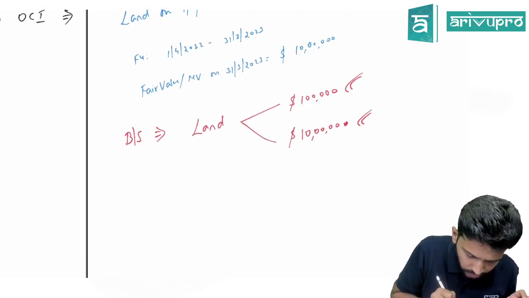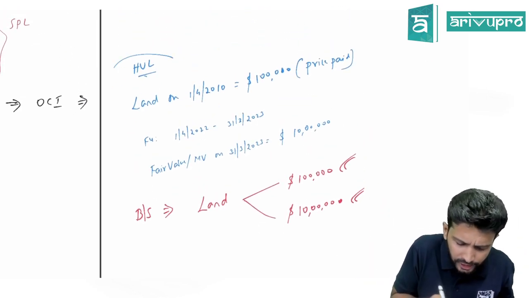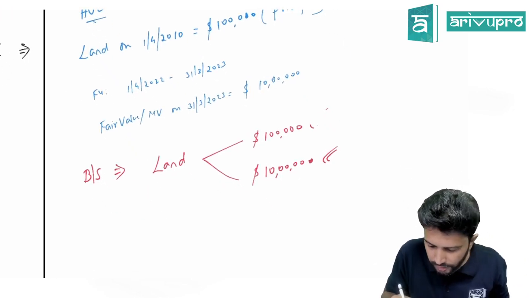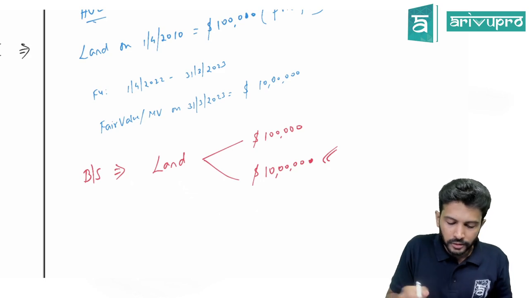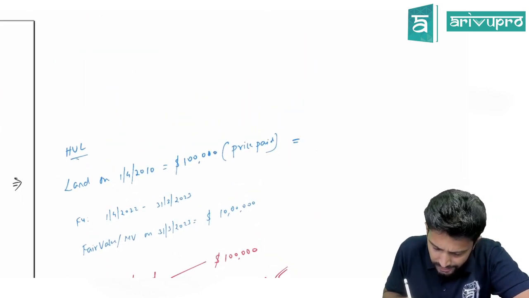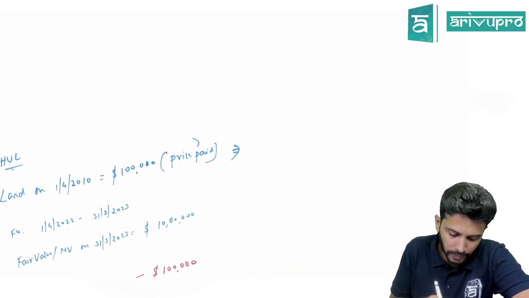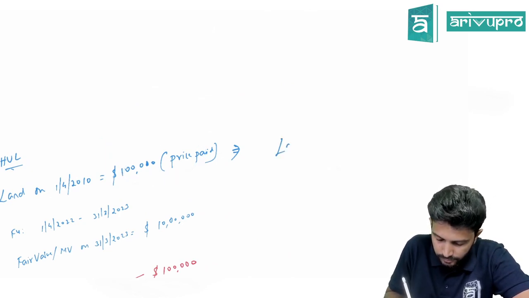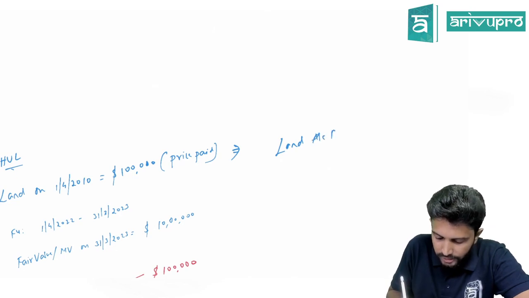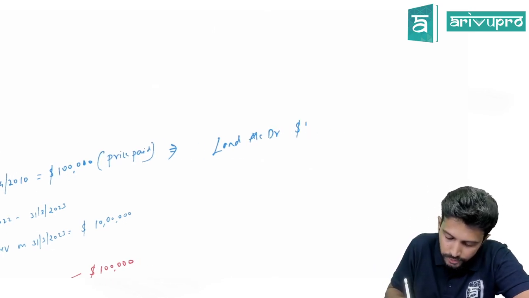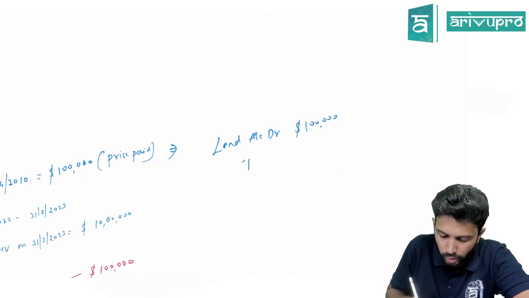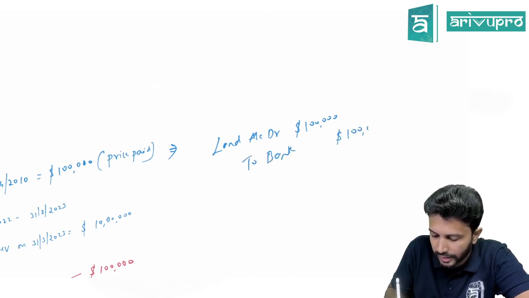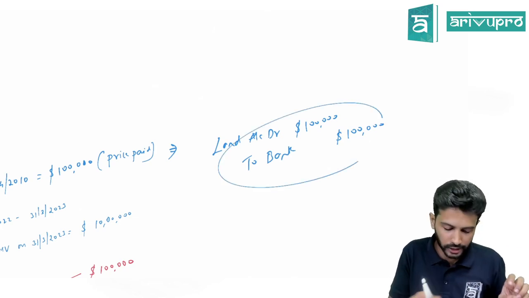Suppose HUL said, we will go for the second option. Tell me the journal entry when they purchase the land, sir. That will help me out. They purchase the land for $1 lakh. What is the journal entry they'll pass? The journal entry that you will pass is land account debit $100,000 to cash or bank. Generally, the payment will be made through a banking channel, so we'll write it as bank. So this is the journal entry they'll pass.